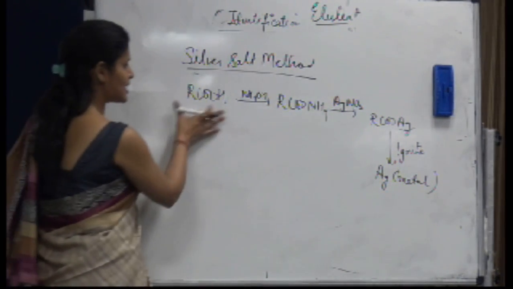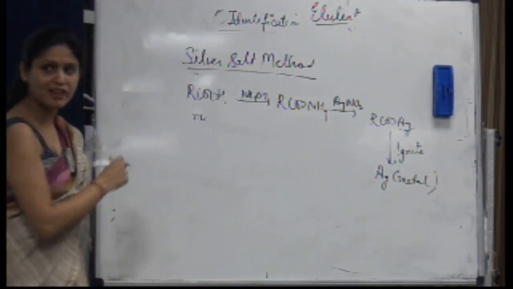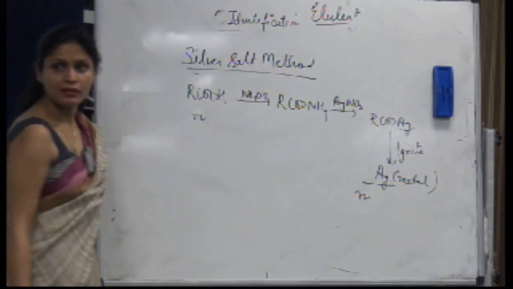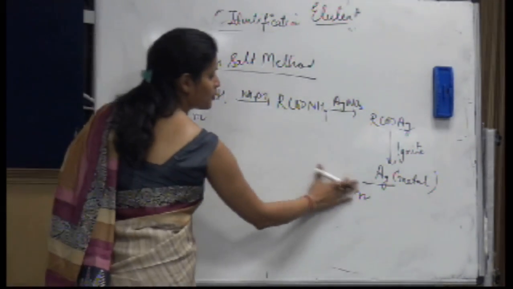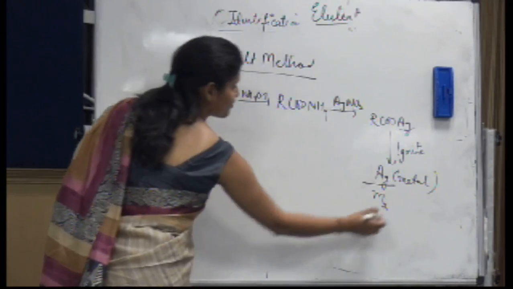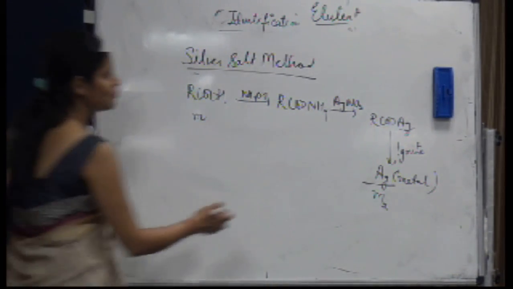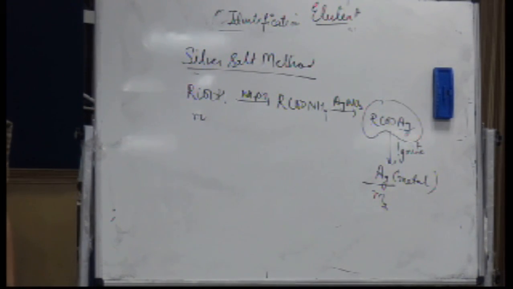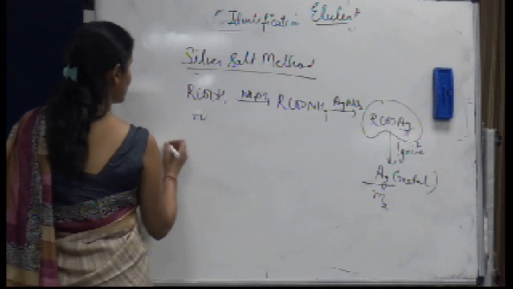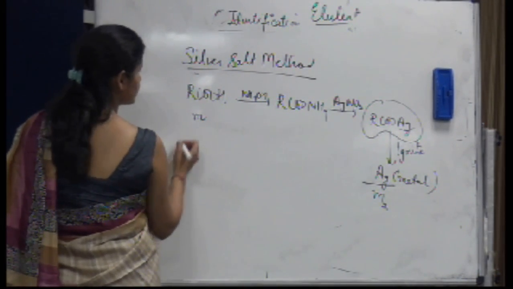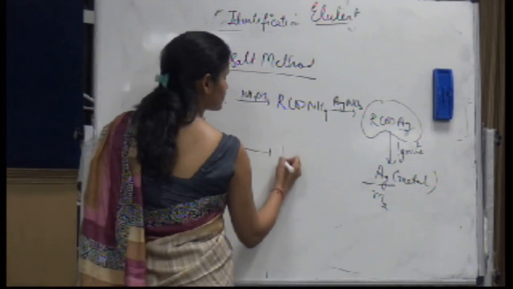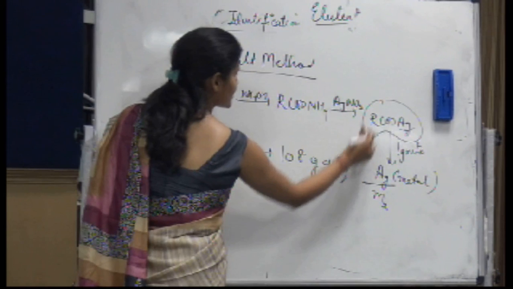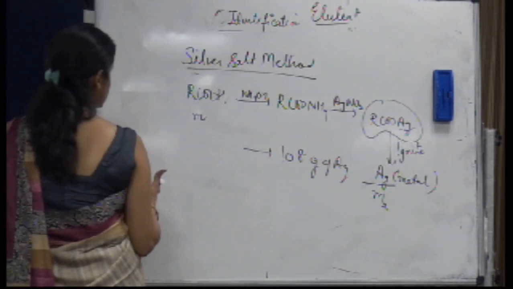I know the amount of organic acid I have initially taken, and if I know the amount of the metal I have obtained after the whole process, then can I find out the molecular mass of the silver salt? Can I? How? What is the molar mass of silver? 108. And suppose I am taking any acid, RCOOH.